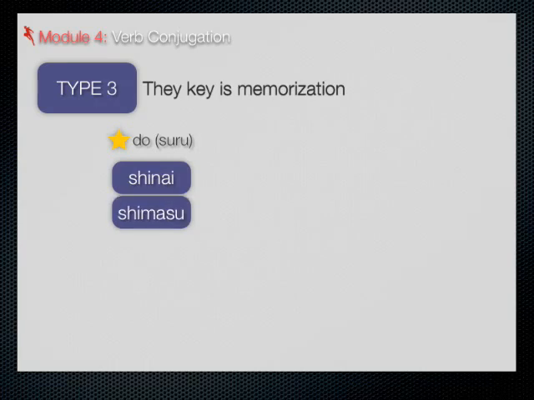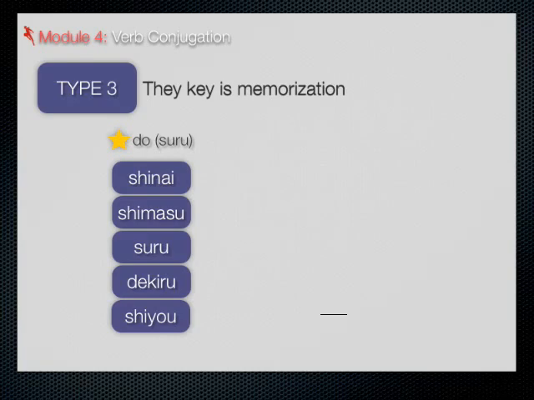All right, and then we have the dictionary form suru, and then the capability form is kind of completely different. It is dekiru. Dekiru, that's capability, I can do. And the last one is shiyo, which is the volitional form. So as you can see, the verb to do doesn't really follow any of the 2 rules that we've set out for type 1 and type 2 verbs, and that's why it's an exception.